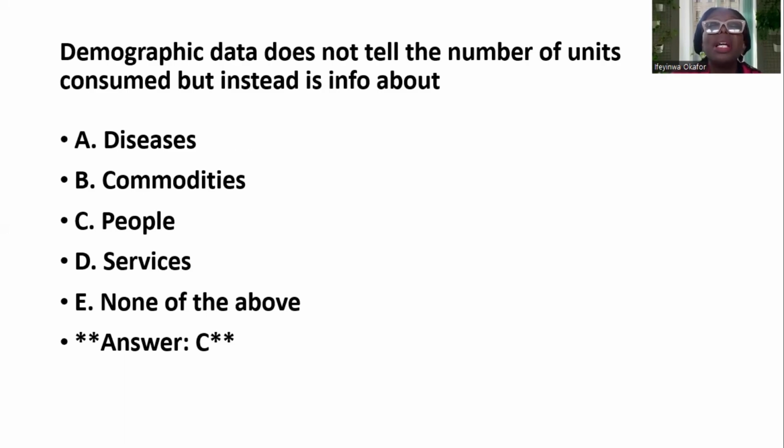Demographic data does not tell the number of units consumed, but instead is information about: commodities, people, services, none of the above. Answer is C. Demographic data gives you the information of the people, the targeted population. It deals with people.